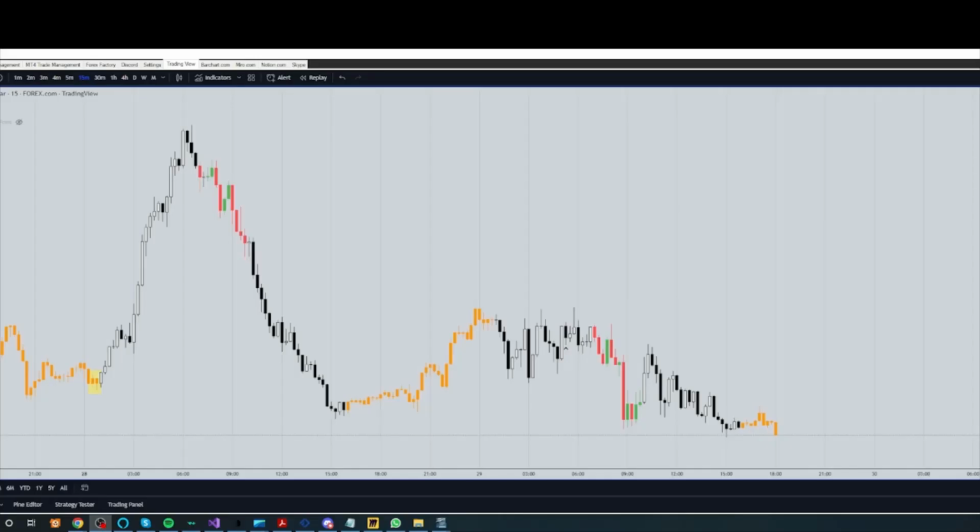Okay, it's Tuesday the 29th of November. It's just gone 11 o'clock in the evening here in the UK. And today's trading is these red and green candles that you see here.